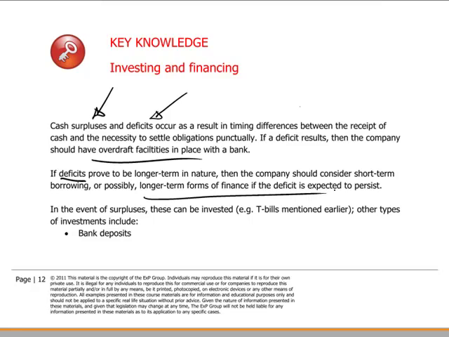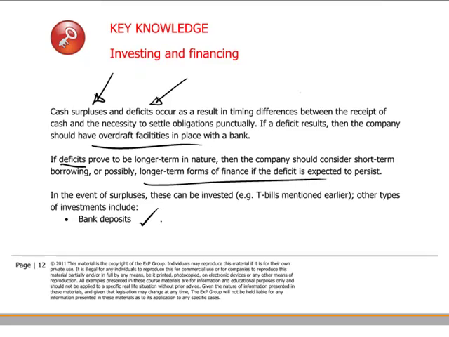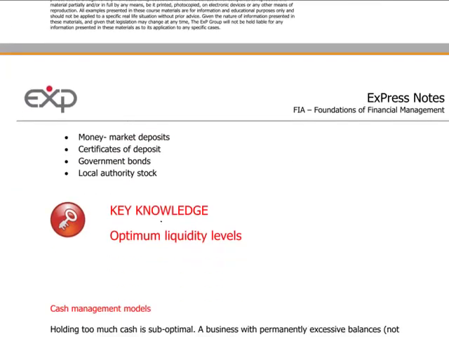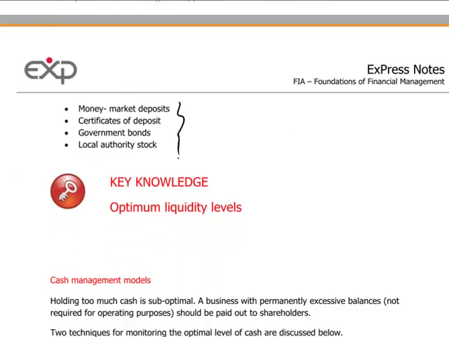Now, if a surplus is going to be temporary, it makes sense to put the cash in deposits or into some sort of money market or treasury bills that will earn a safe return and is also immediately realizable. That is, can be transformed back into cash when needed.